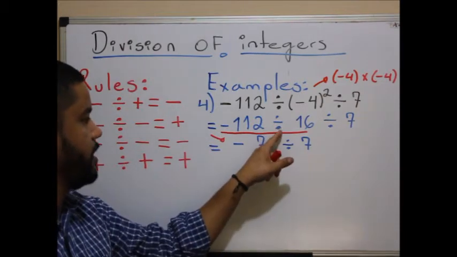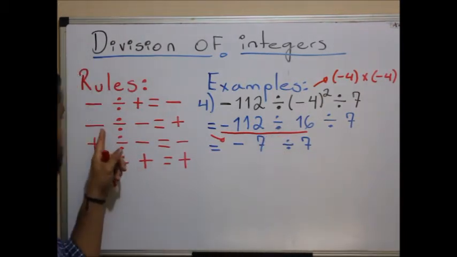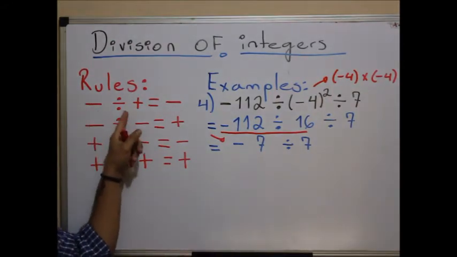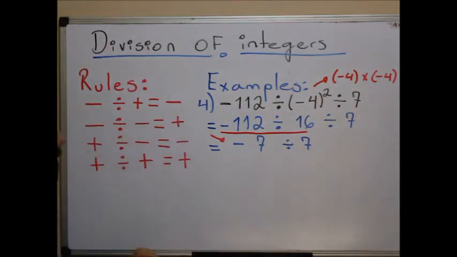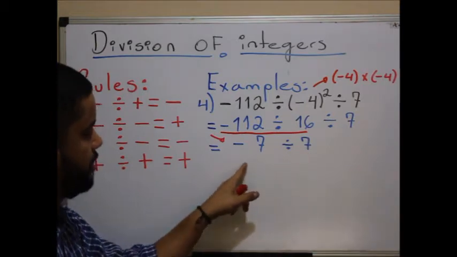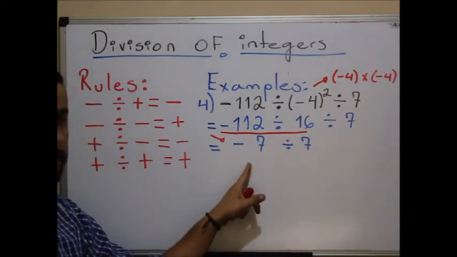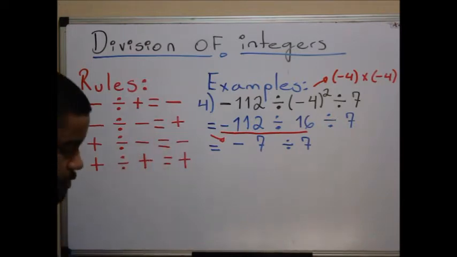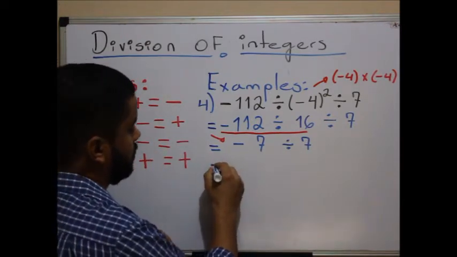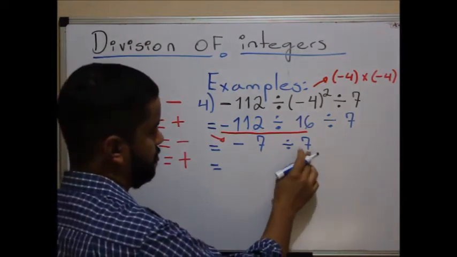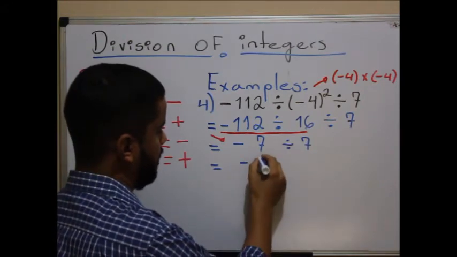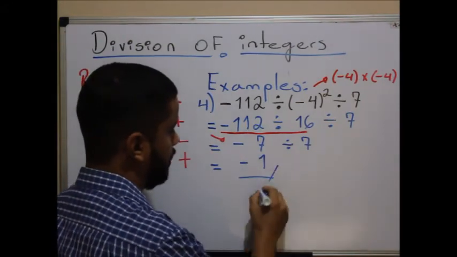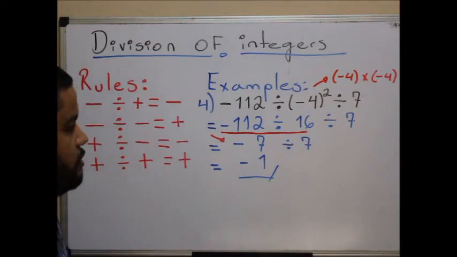Negative divided by a positive. Negative divided by a positive is a negative. Now here we're having again a division of different sign. So different sign will give us a negative solution. So negative 7 divided by 7 is negative 1. And there is our solution.